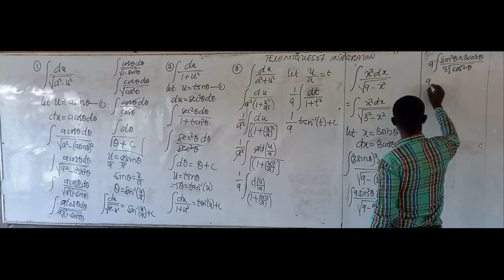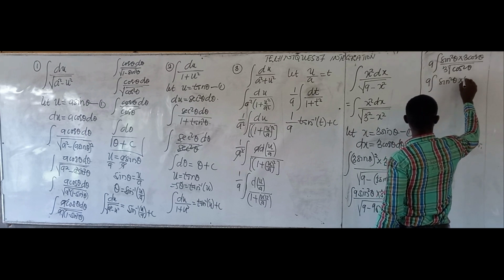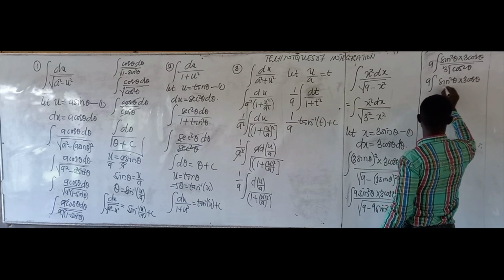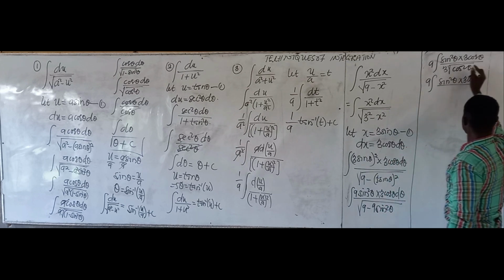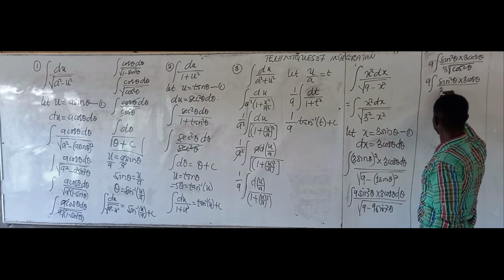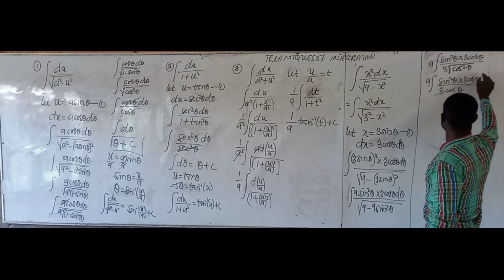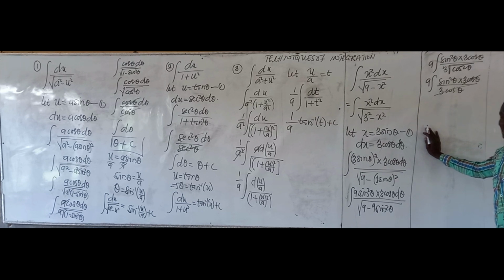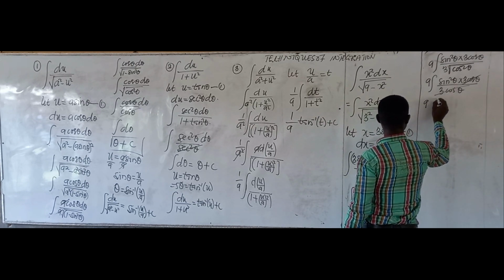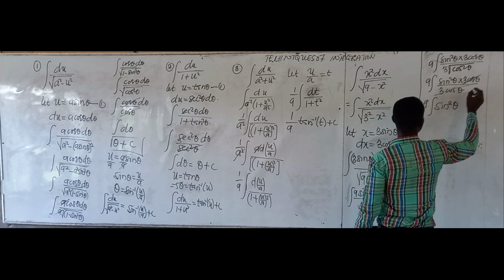Now this gives 9 times the integral of sine squared theta times 3 cos theta, all divided by 3 times the square root of cos squared theta. The square root of cos squared theta is cos theta, so this 3 cos theta cancels the other 3 cos theta. We shall have 9 times the integral of sine squared theta d theta.